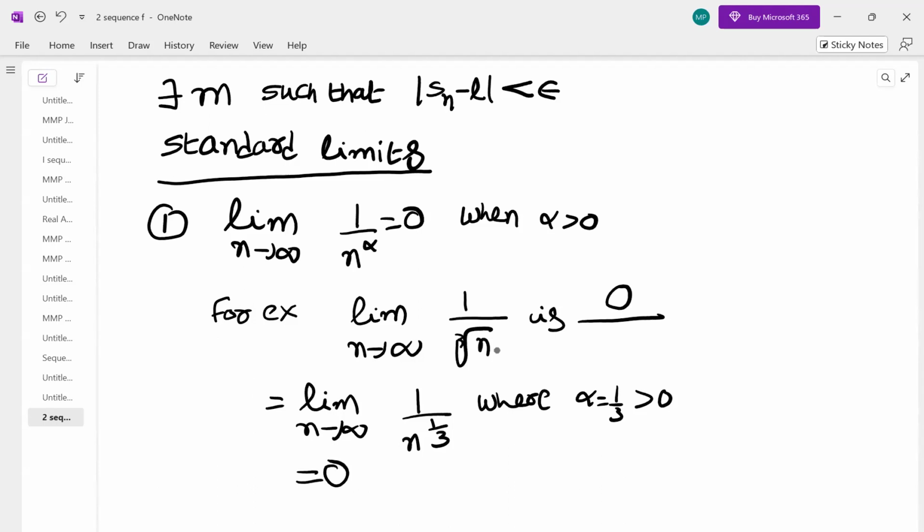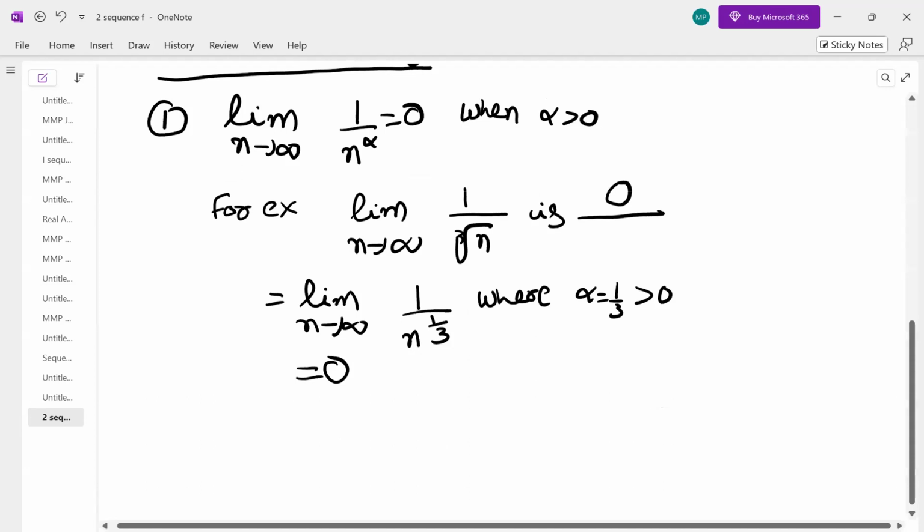by this form. You can use even root n. Root n means n power 1 by 2. You can even have n power 100, n power 1000. Alpha can be anything which is positive: rational, fractions, integers, and then automatically the answer is 0. So 1 by n square limit is 0, 1 by root n is 0, 1 by fifth root n is 0, 1 by n cube is 0. So we'll be using this directly.